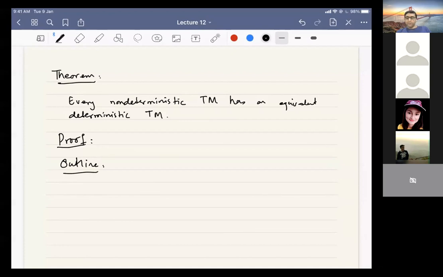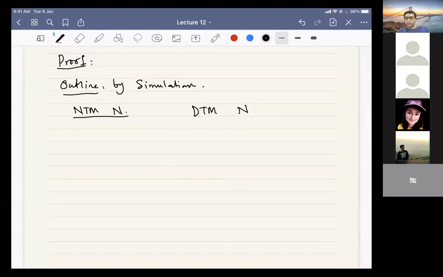The proof is by the simulation argument. Proof is by simulation. So what do we do? We have a non-deterministic Turing machine, and we would create a deterministic Turing machine. We know that when we have this non-deterministic Turing machine, there might be multiple possible branches of execution in our Turing machine and so on.